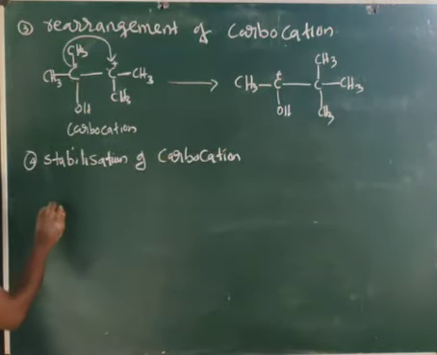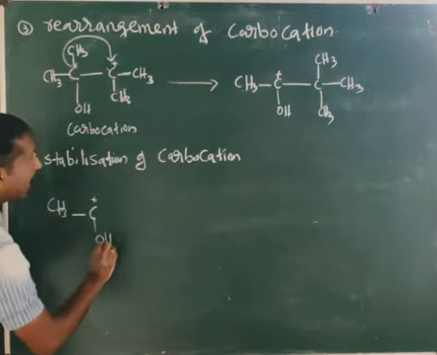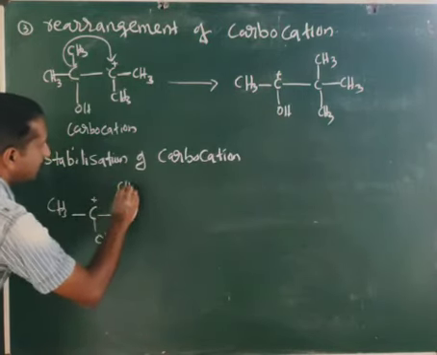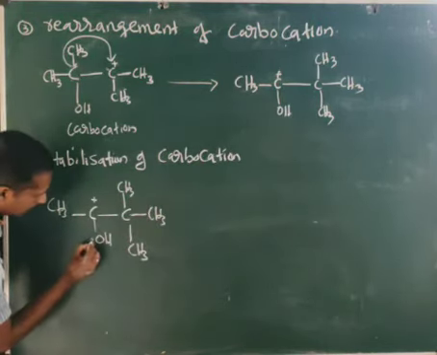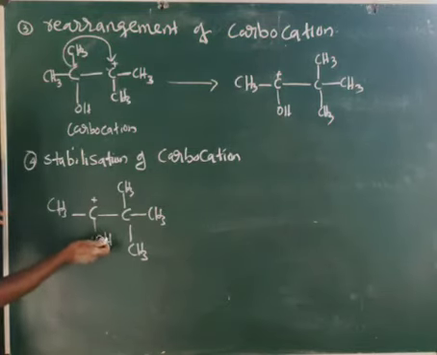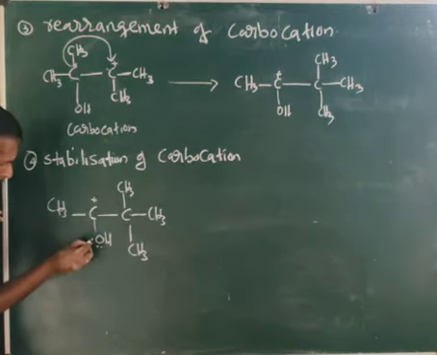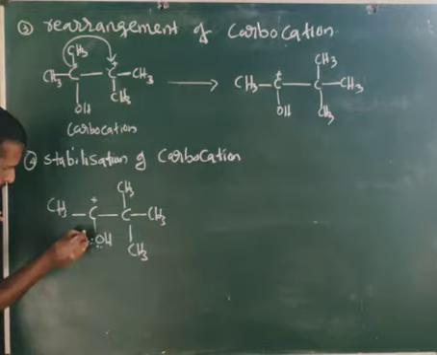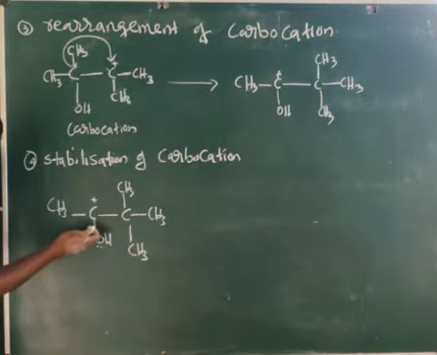How is it stabilized? Look at it here: CH3, C, here it is a positive charge, here it is OH, and here it is CH3, CH3. Now you can see that this oxygen has a lone pair of electrons. Since this carbon has a positive charge, the lone pair will be attracted here. That means one of the lone pairs on oxygen will be shifted between carbon and oxygen, so here it will become a double bond.